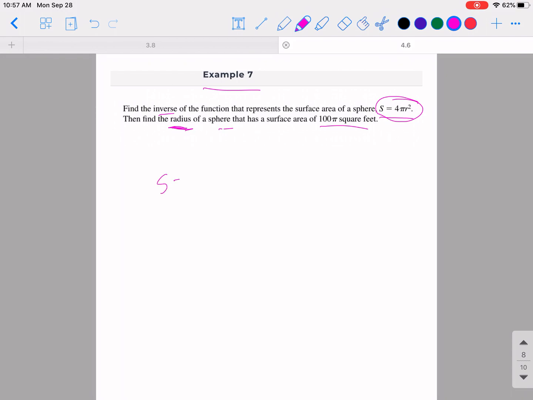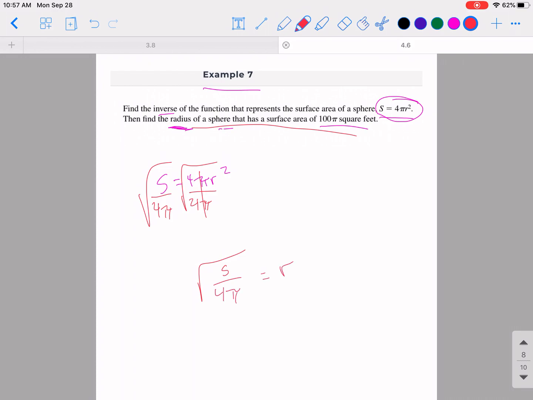So if surface area is equal to 4 pi r squared, we're going to solve it for r so that we can figure out the second part of the question. So divide both sides by 4 pi, and then we'll have s over 4 pi equals r squared. Square root: because negative numbers don't make sense in the real world, we'll only have the positive square root of s over 4 pi equals r.